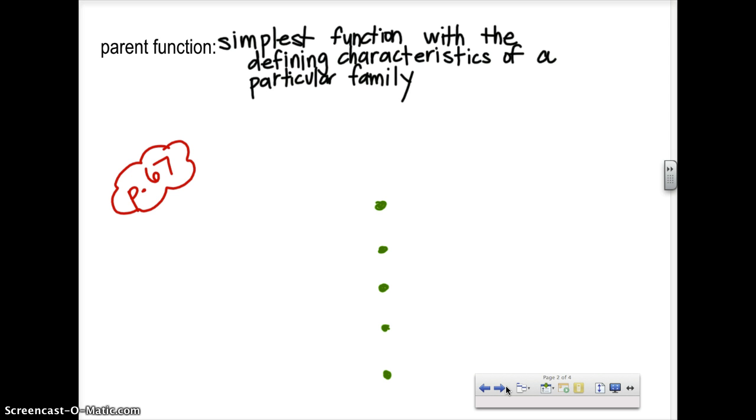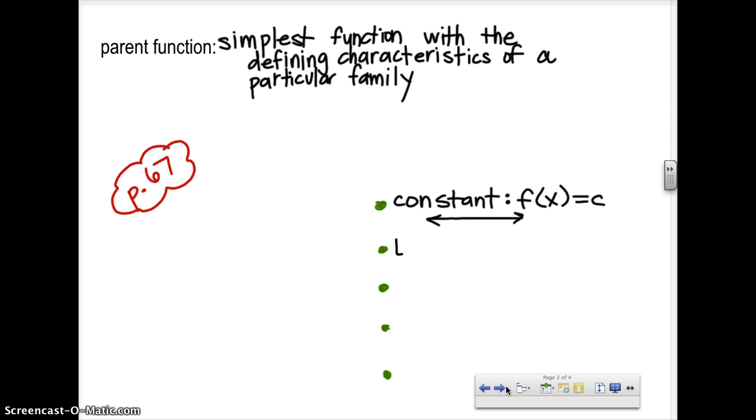There are 5 parent functions. They're all listed in this nice little chart on page 67 that you can always reference as well. The first one is the constant function. The constant function is a horizontal line. Its equation, since it's a function, we'll write in function notation: f of x equals c. Its graph is a horizontal line. That horizontal line is a function. It passes the vertical line test. A vertical line is not a function. So when we talk constant, we're talking horizontal lines.